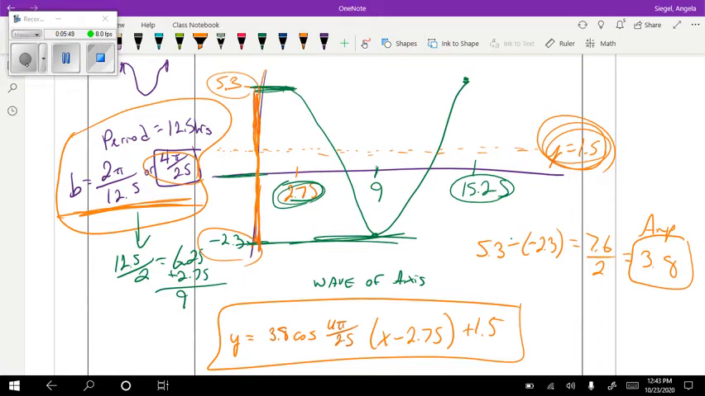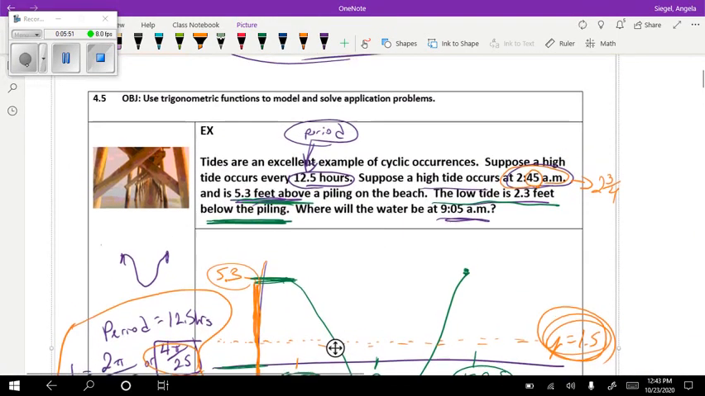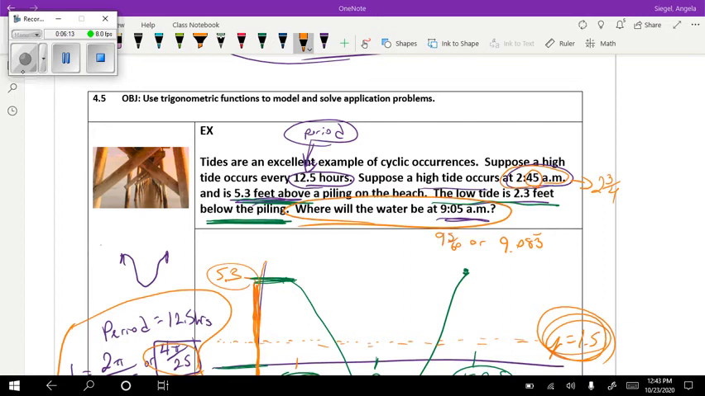And so this is my equation. Now that we have our equation, we can answer this: where will the water be at 9:05 a.m.? The first thing I'm thinking about is 9:05. That's going to be 9 and 5 over 60, or about 9.083333 repeating. So that is going to be my x value.